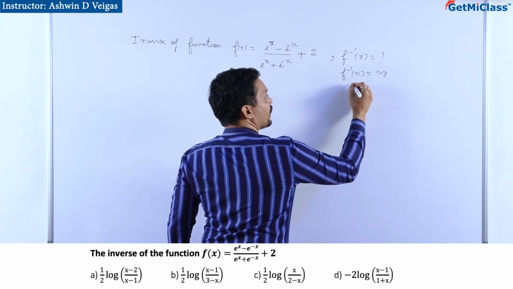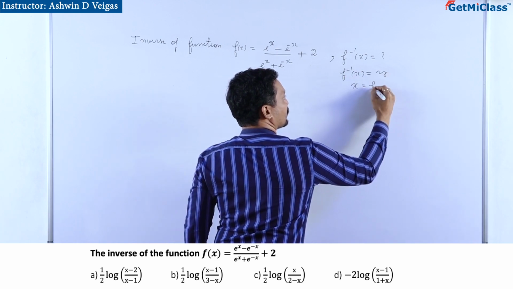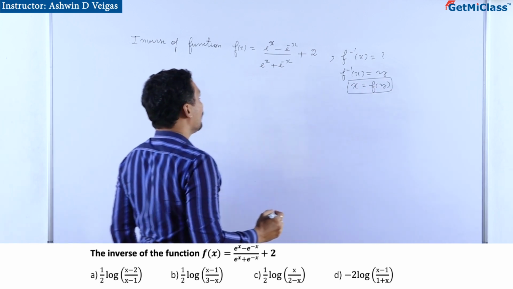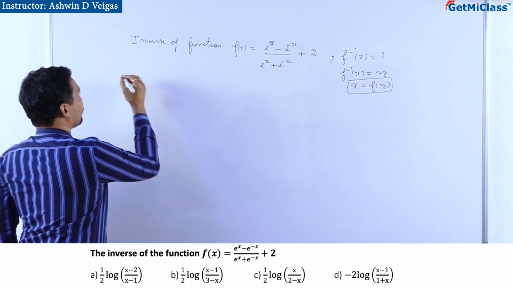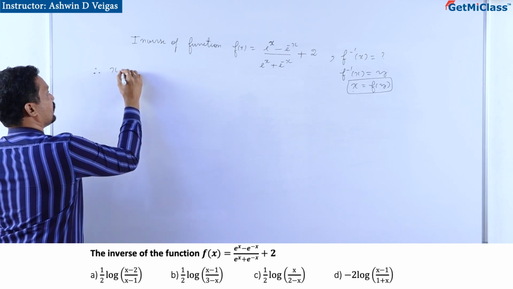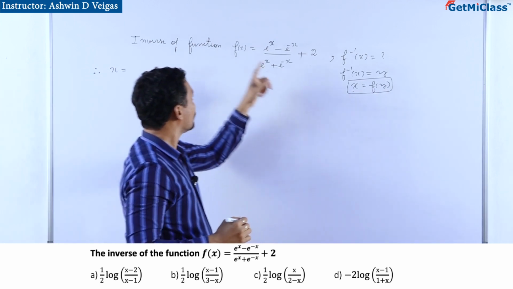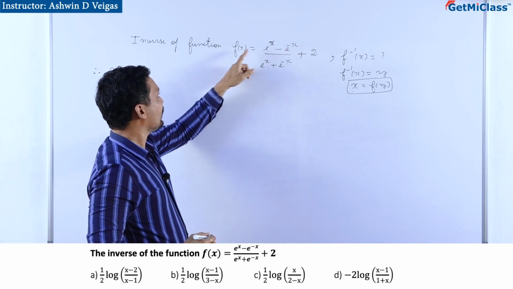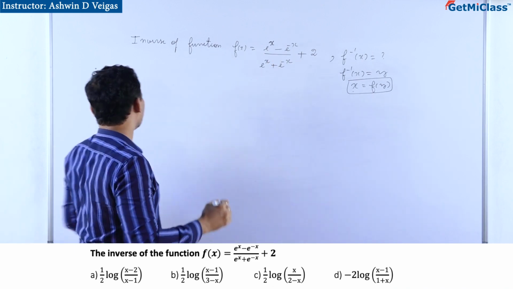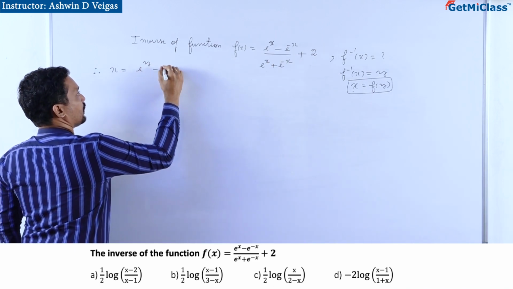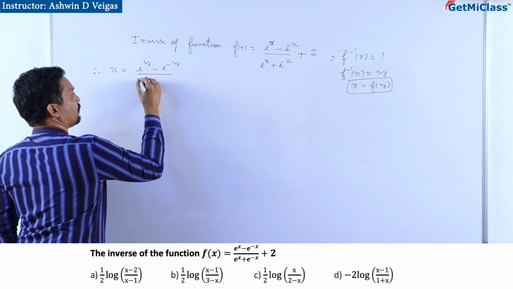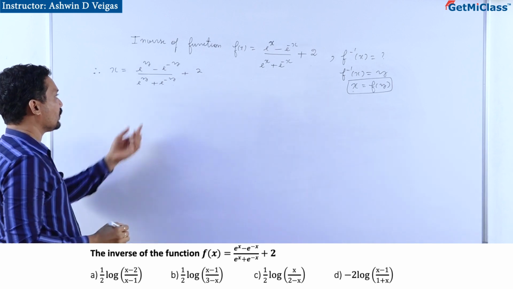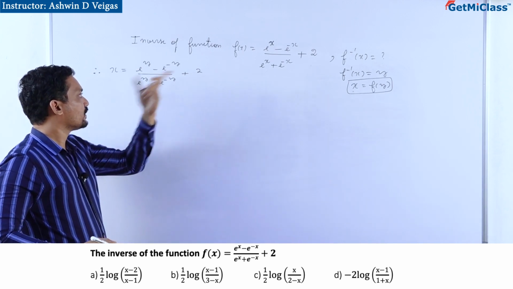Okay, and at that time you can write this x as f of y. So you can write x is equal to f of y. Now this is what we have to simplify. So now I'll start from here. Therefore we can write x is equal to f of y, which means every x should be replaced by y. So f of y will be e power y minus e power minus y divided by e power y plus e power minus y plus 2.